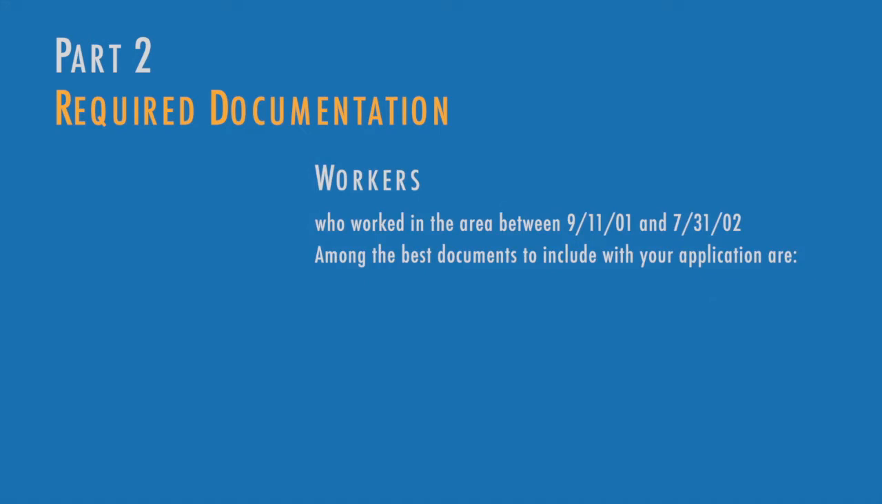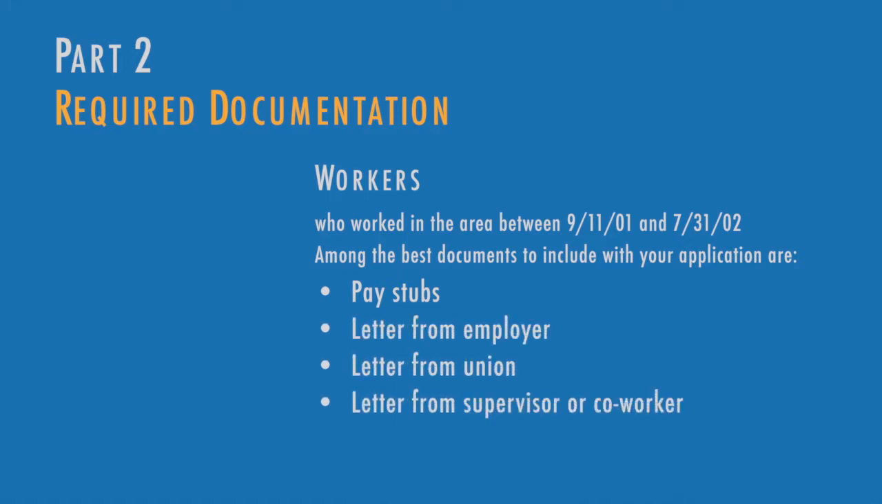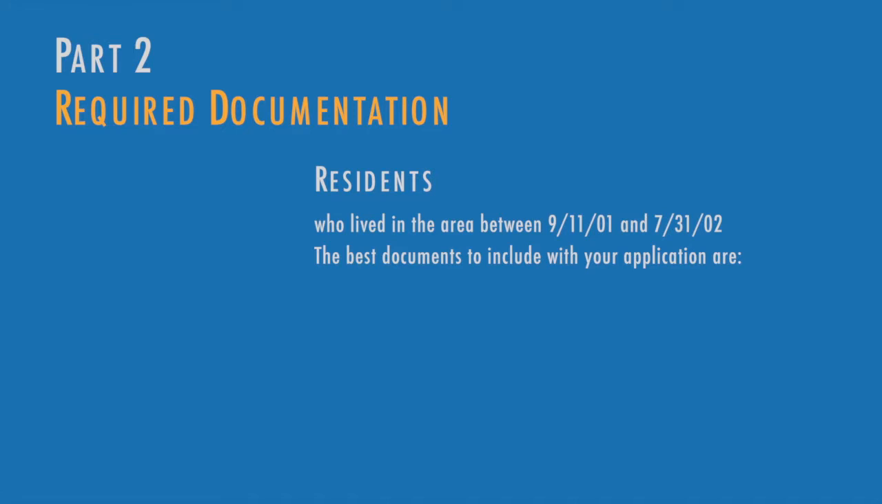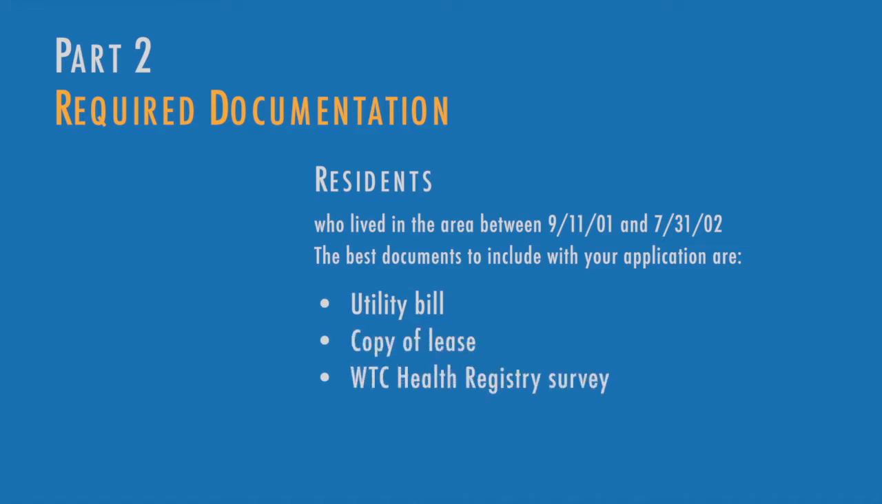If you worked in the disaster area between September 11th, 2001 and July 31st, 2002, among the best documents you can include with your application are pay stubs, a letter from your then-employer, a letter from your union, a letter from a supervisor or coworker, or a copy of your World Trade Center Health Registry survey. If you lived in the disaster area, examples of a document to include with your application are a utility bill, a copy of your lease, or your World Trade Center Health Registry survey.